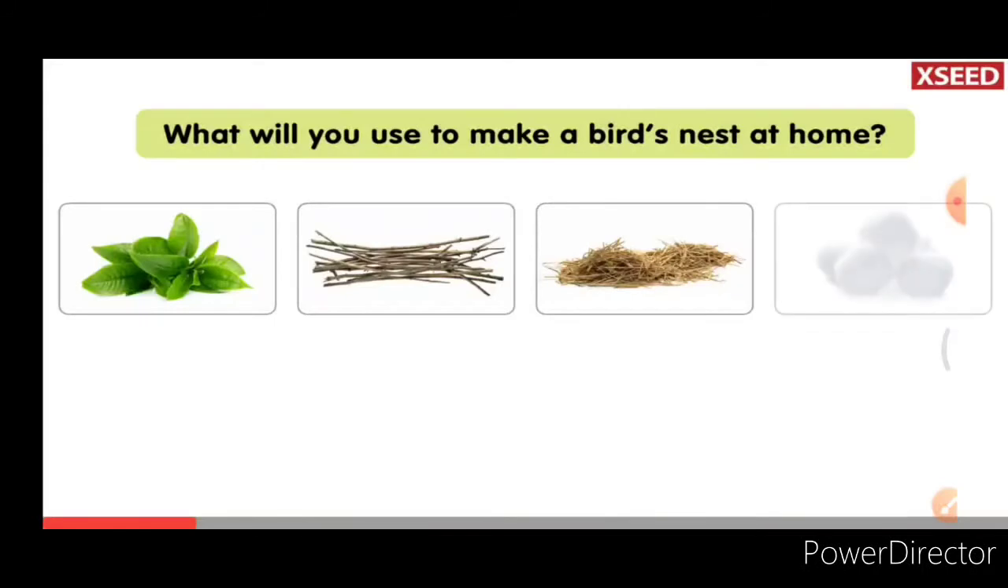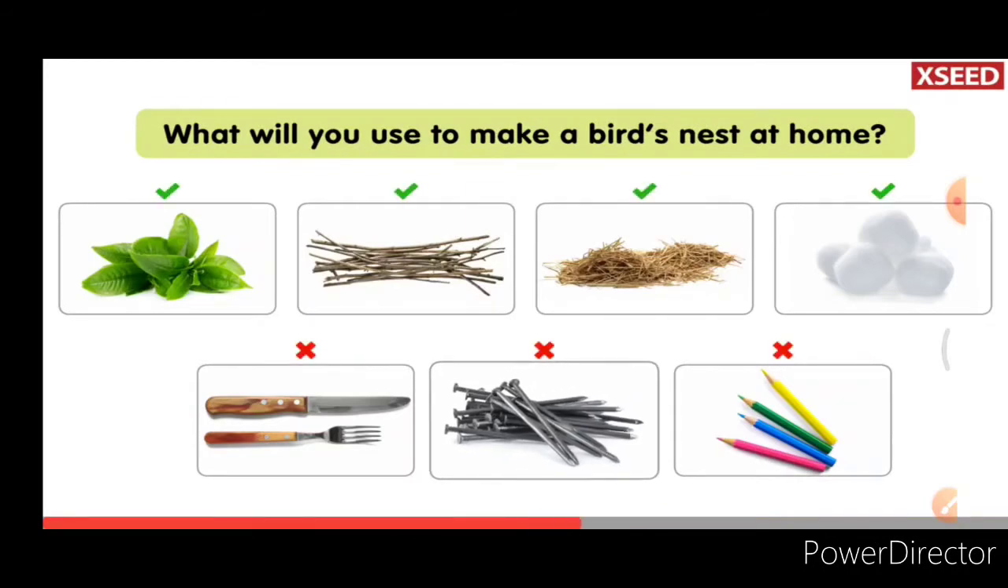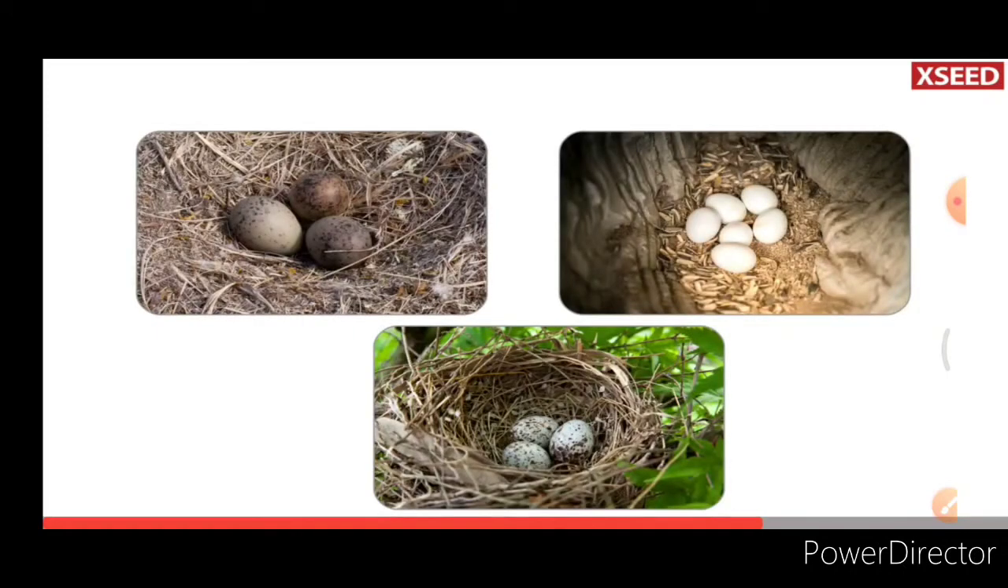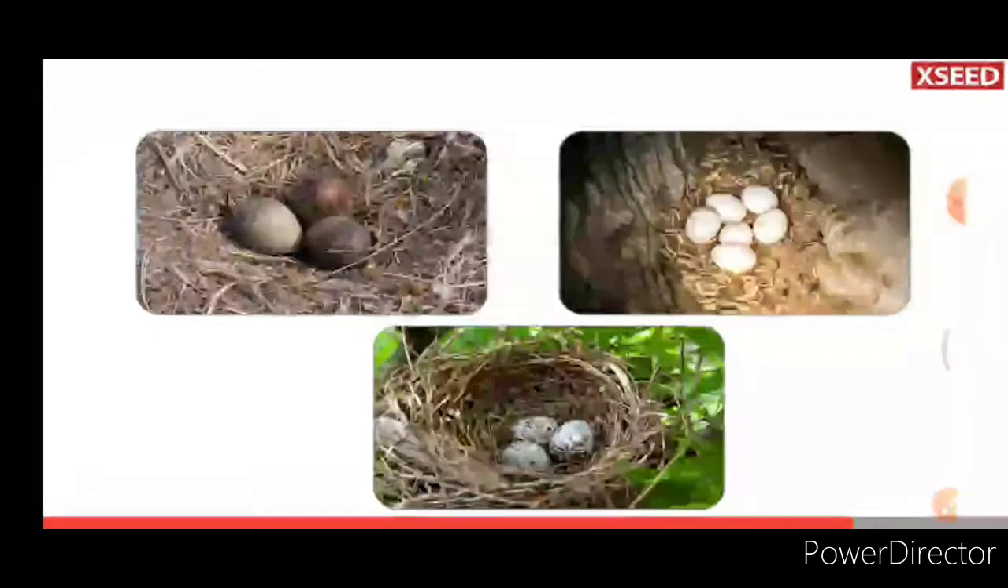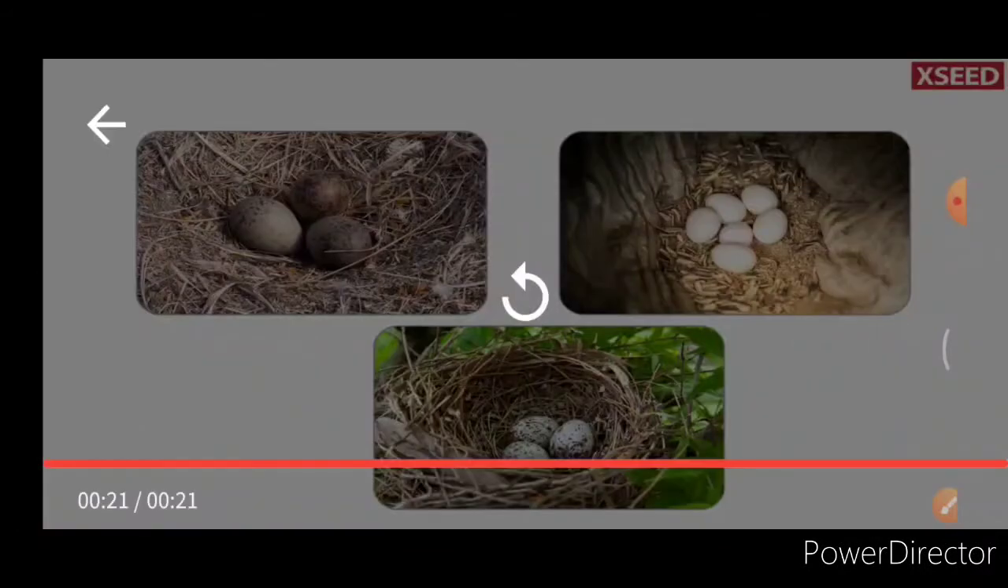What can we use to make a bird's nest? So many things are there. Leaves, twigs, straw, cotton balls. But we should not take sharp things like nails, forks and pencils. Birds make nests to protect their eggs from predators. Predators means the birds that kill the other animals which eat away the eggs or kill them.